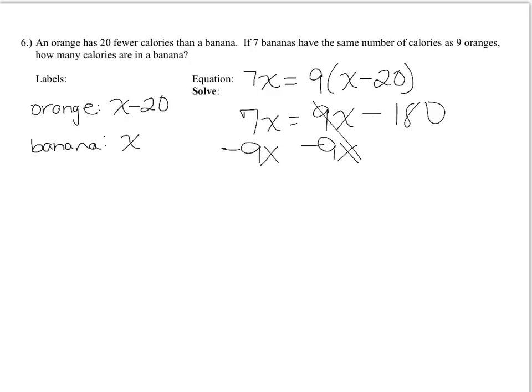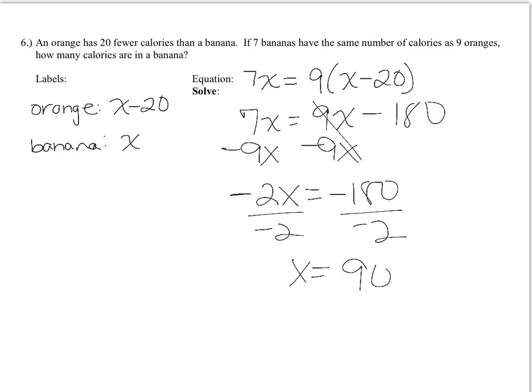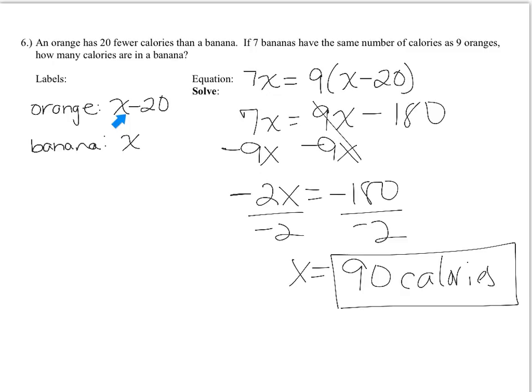7X minus 9X is negative 2X equals negative 180. Then we're going to divide everything by negative 2. And we're going to get that X is equal to 90. And that's the answer to the question, 90 calories. We're going to write calories on it here to make us remember that we're talking about calories. If I asked you how many calories were in an orange, I'd solve for X, and I would do 90 minus 20.